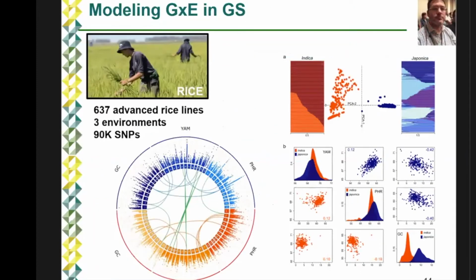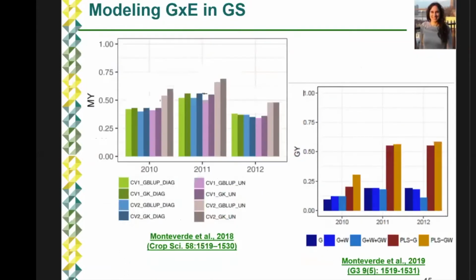And then what we did is we worked a little bit on the same concepts in rice. And for this, we were looking at a population that had 637 advanced rice lines in 3 environments. And this was done with a 90K chip. And you can see some of the phenotypic performance for the different traits here. But I'm going to show the work of Eliana Monteverde. You probably know her. She is around. She's a graduate student of Susan McCouch, and we were working with them on this project.